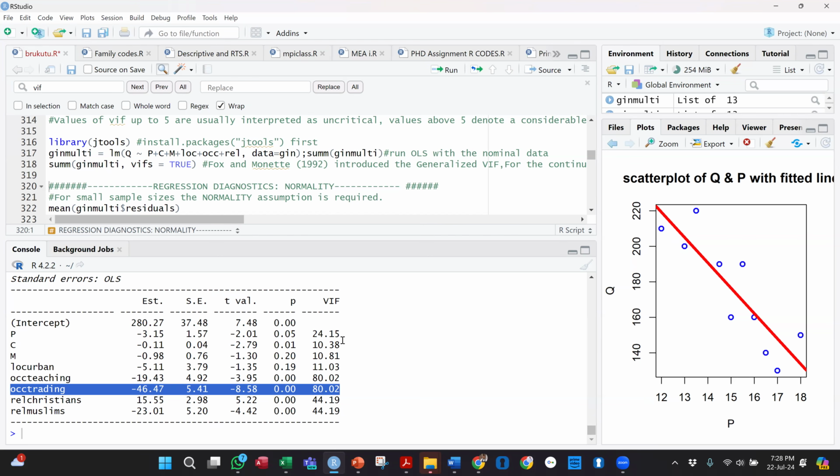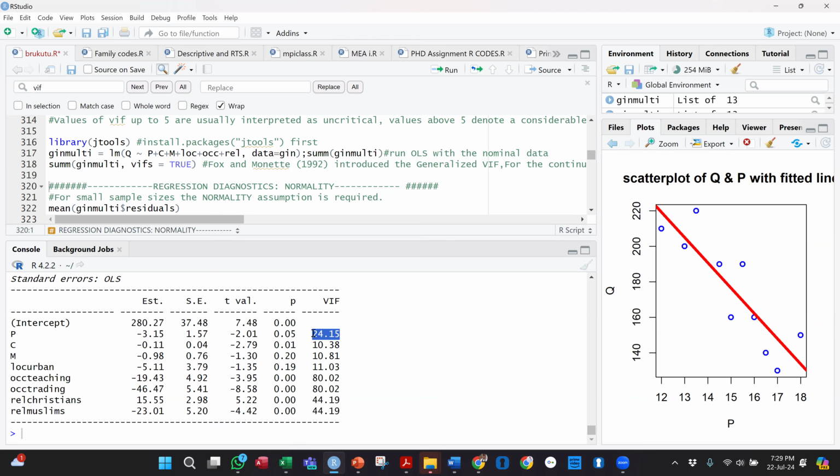Based on this result, who can tell us? Which one may be deleted? If you check carefully, it is occupation trading because it has a higher VIF of 80 compared to that of the price. And that is the one that may be deleted. Remember I told you earlier on that VIF with dummy variables is a very, very slippery area. But for our purpose, we're just doing it.